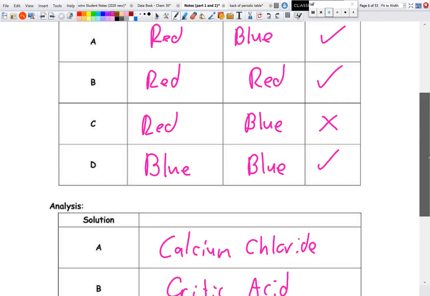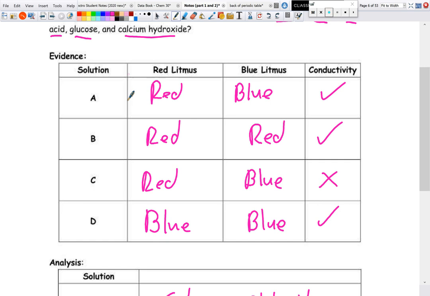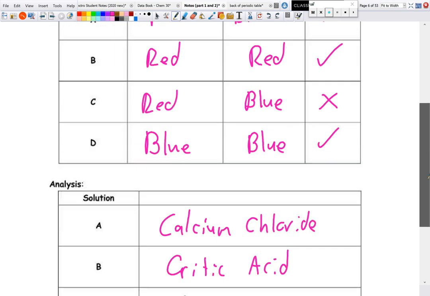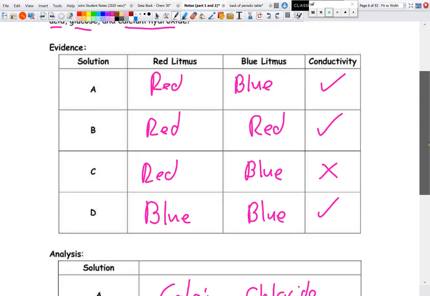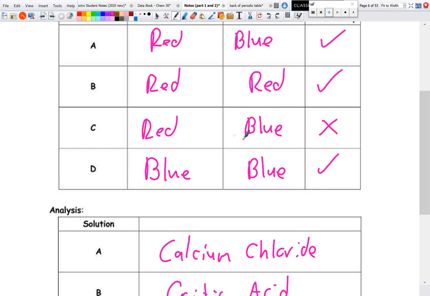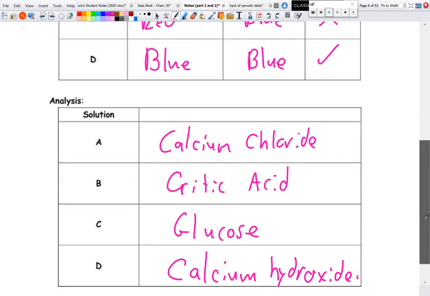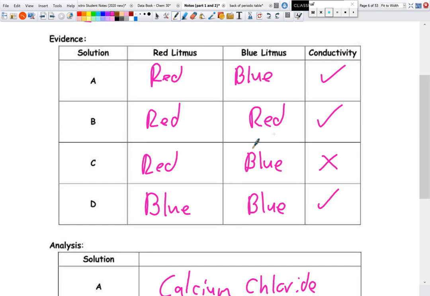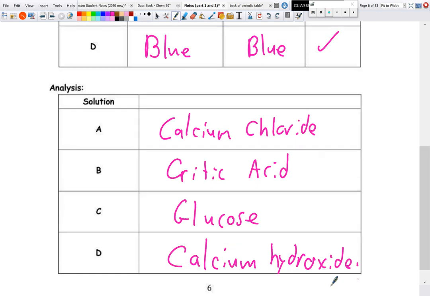Based on the diagnostic tests, because A, where it's not acidic or basic but conductive, that means it's an ionic compound, so that's why we got calcium chloride. For B, obviously with blue litmus paper turning red, it's an acid, so that's why we got citric acid. In C, we have it's neutral, but it's not conductive, that's our molecular compound glucose. And then finally the last one, red litmus paper turning blue, that is a base, therefore calcium hydroxide. So that's how you kind of go through those results.